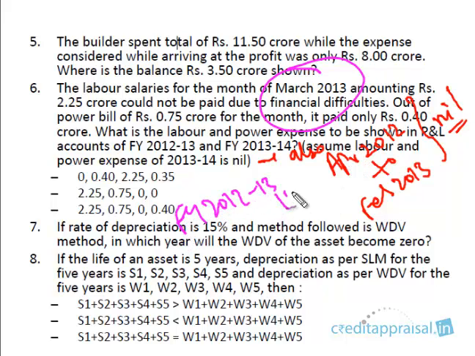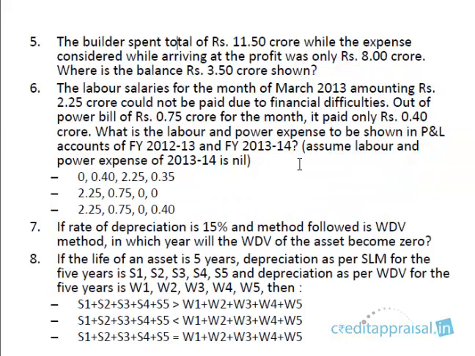So these are the 11 months and March 13 is the 12th month. But these figures are not given to us. Let us assume nil. And the next year 13-14 also, let us assume it as nil. Okay. So let's focus only on the March 2013 figures.